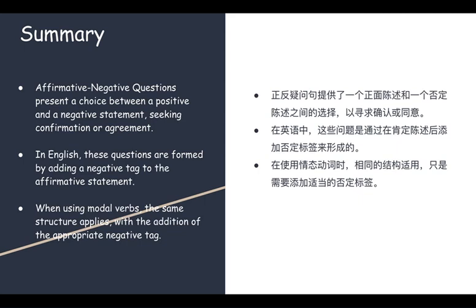In conclusion, affirmative negative questions play a vital role in seeking confirmation and agreement in English communication. We have explored their structure, compared English and Chinese grammar, and practiced forming these questions. By mastering the rules of affirmative negative questions, you can enhance your communication skills and engage in more effective conversations.